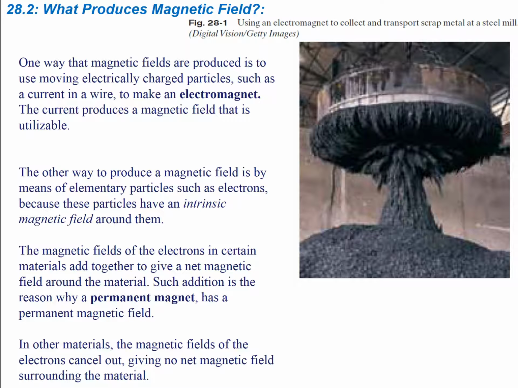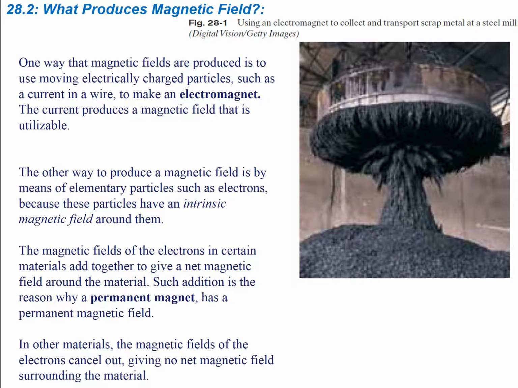For instance, we've seen electromagnets like this in junkyards or various other places. It's a magnet that can be turned on and off. So you can run current through it and it will create this magnetic field, which you can then use, and then you can turn that magnetic field off to drop something.